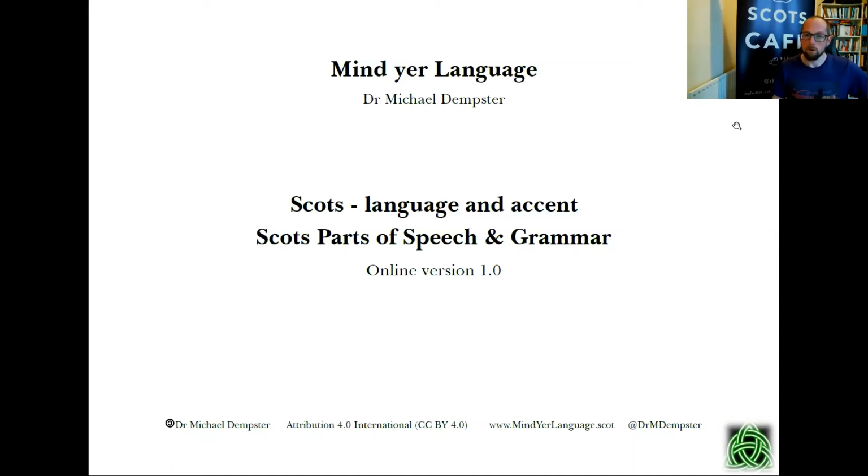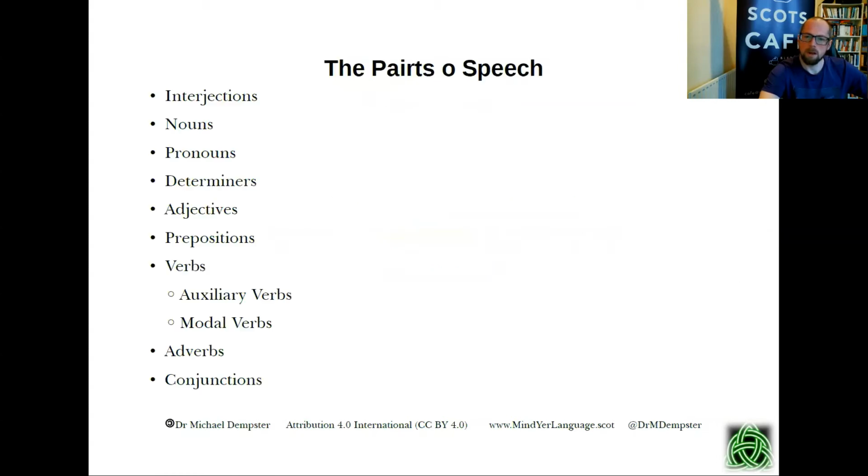How the words are all put together, what order they go in, and the individual words. So we're going to go through all the parts of speech with this. Mostly we'll stick to Scots grammar. Sometimes I'll compare it to standard English grammar, as it behaves quite differently between the two at times. So these are the parts of speech that we're going to go through. We'll start halfway in this one.